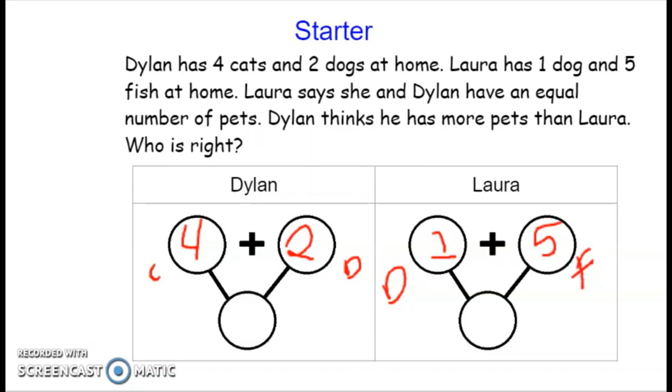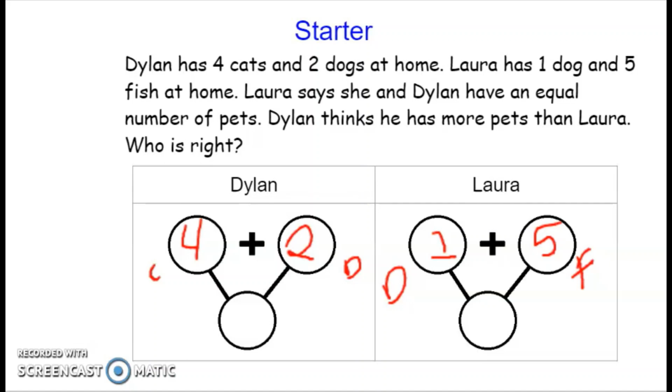Laura says she and Dylan have an equal number of pets. Dylan thinks he has more pets than Laura. Who is right? Great, let's go ahead and start off by solving Dylan's number bond. So I see that Dylan has 4 cats and 2 dogs. What is 4 plus 2? Using your count on strategy or your 5 group, go ahead and tell a friend, a family member, what you think the total for Dylan is. How many pets does Dylan have?